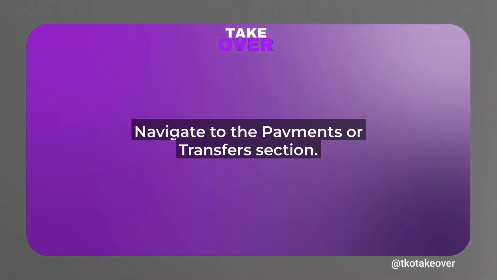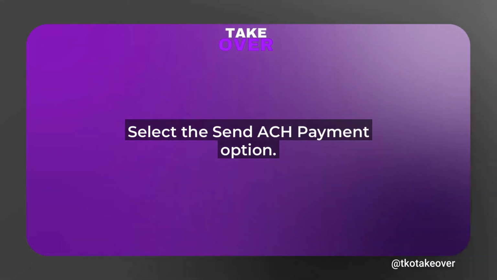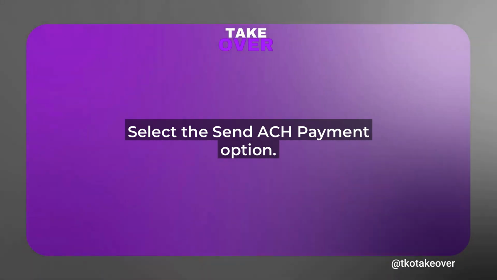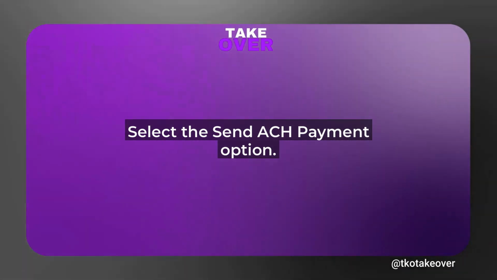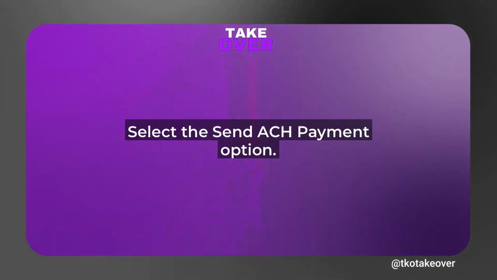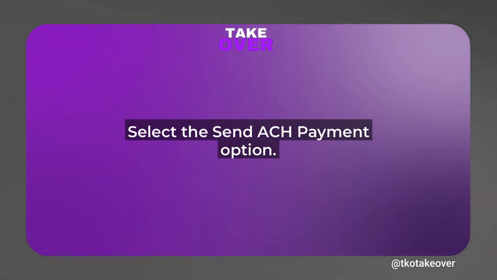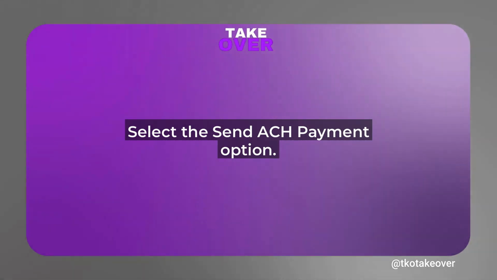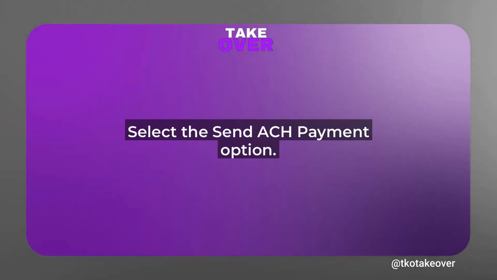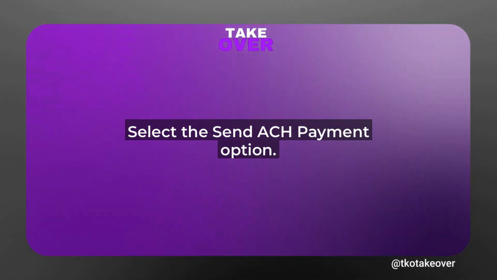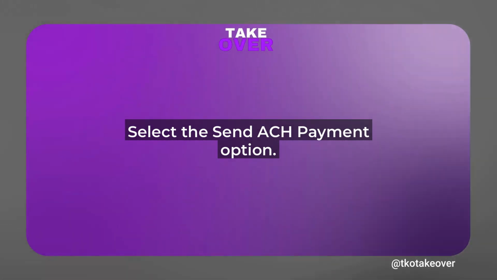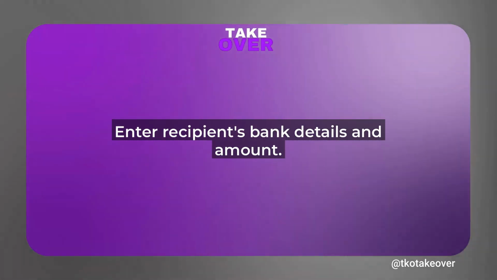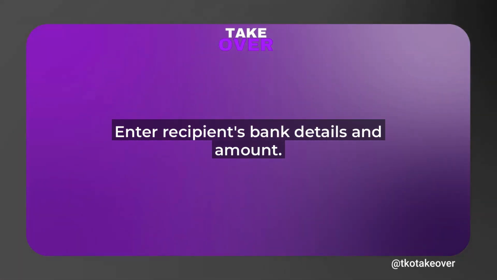Now, once you're logged in, navigate to the Payments or Transfers section. You'll see a menu at the bottom or a search bar. Type in ACH to find it quickly. Select Send ACH Payment, and you'll be prompted to enter the recipient's details. This includes their bank account number, routing number, and the amount you want to send. Double-check everything to avoid any errors. It's always better to be safe than sorry.